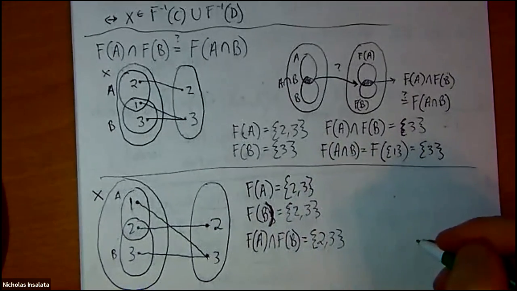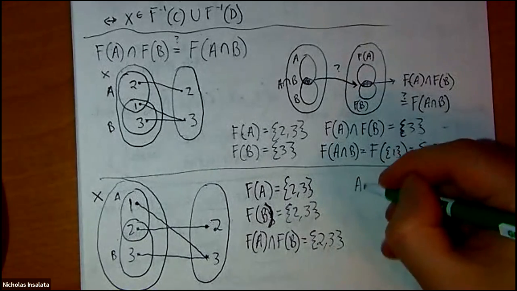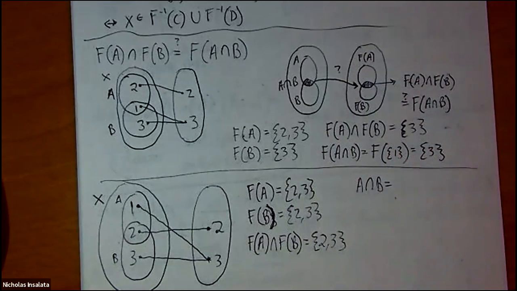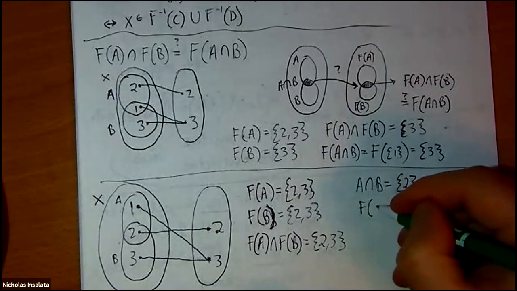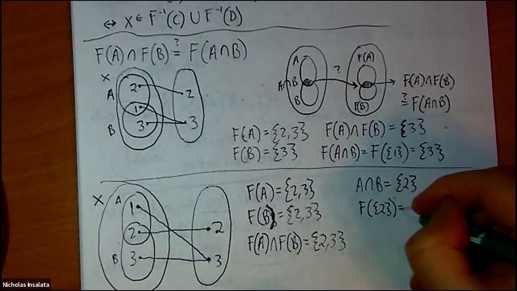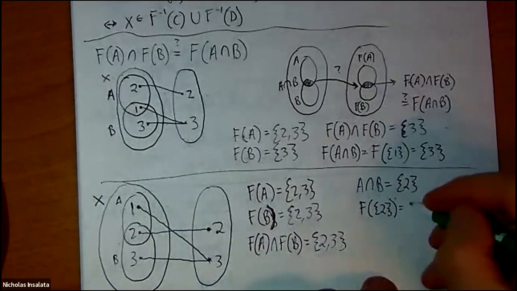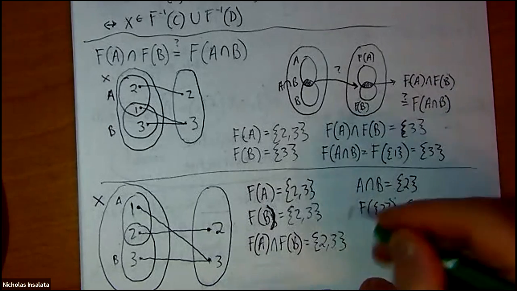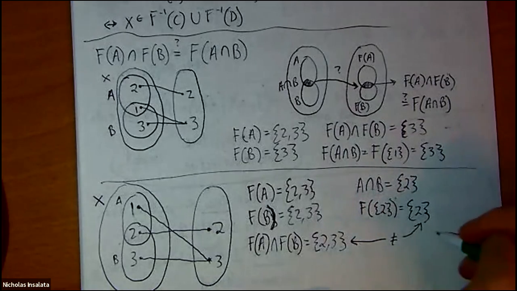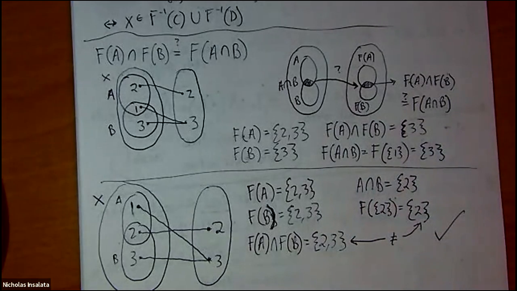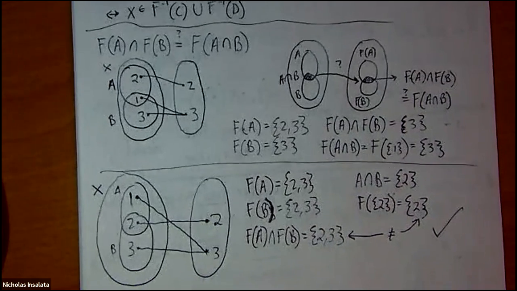Okay, how about A intersect B equals what? The singleton set 2, and f of the singleton 2 equals what? Just the singleton 2. And now these are not equal. 2, 3 is not equal to 2. Good. Yeah, that's great. You found the counterexample. Very nice. Any questions there? Does that look good?